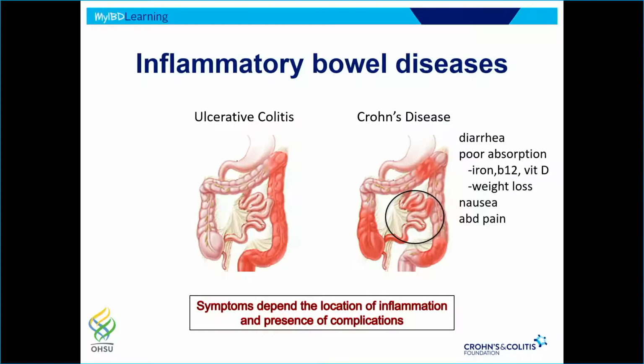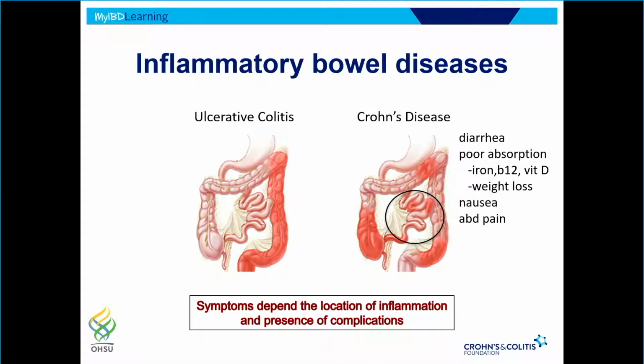In Crohn's disease, we can see very many similar symptoms if the distribution of inflammation is the same. So some people have Crohn's disease in their colon that looks a lot like ulcerative colitis. Other patients may have disease in the small intestine, and this gives us some different symptoms. So here, we may have more watery diarrhea that's related to poor absorption. We may have vitamin deficiencies like low iron, low B12, low vitamin D.